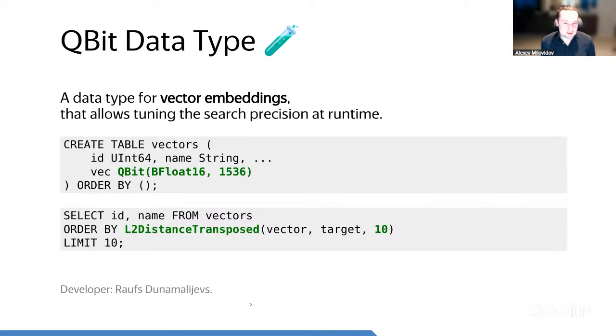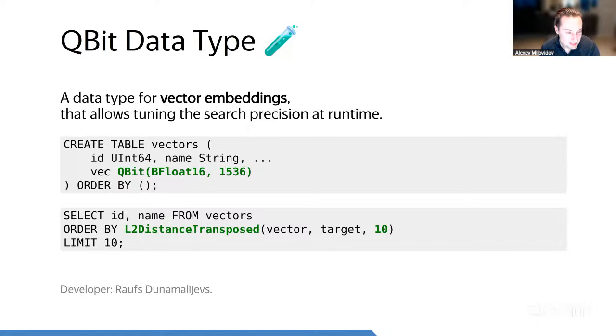And it allows you to tune the precision at runtime. So when you store vectors, you don't lose any precision. No information is lost. But when you query, you can ask to query faster. Let's take a look how to use it.